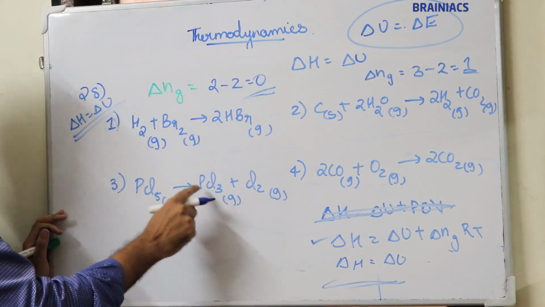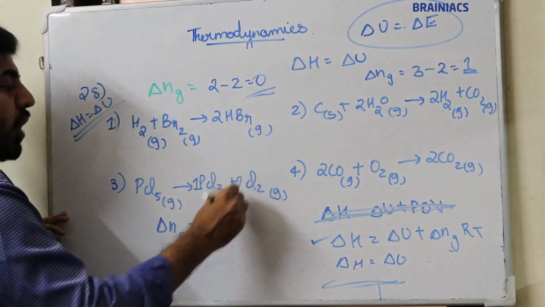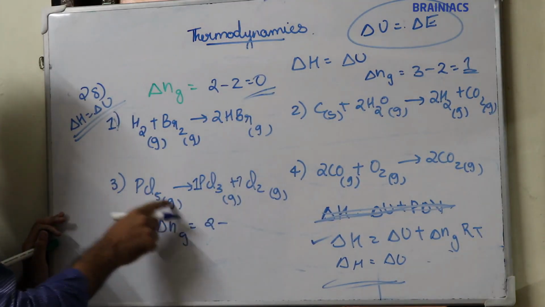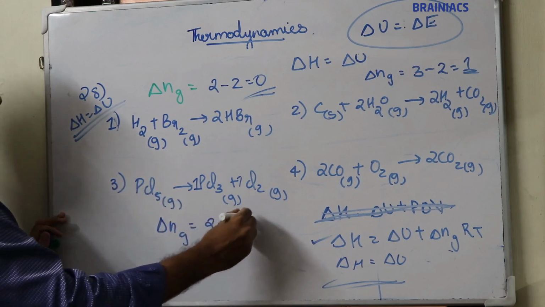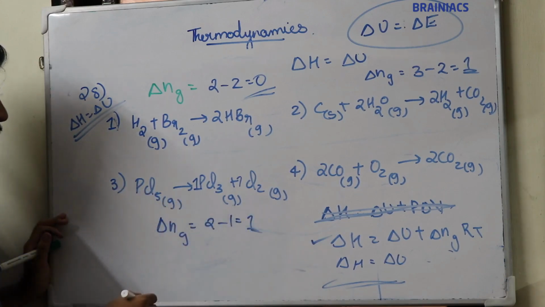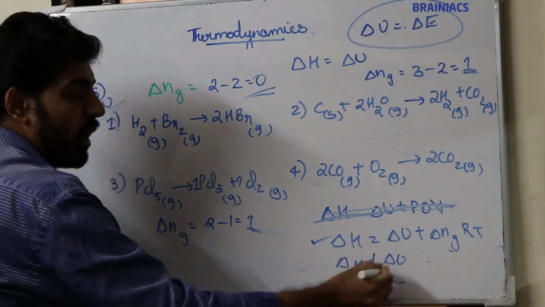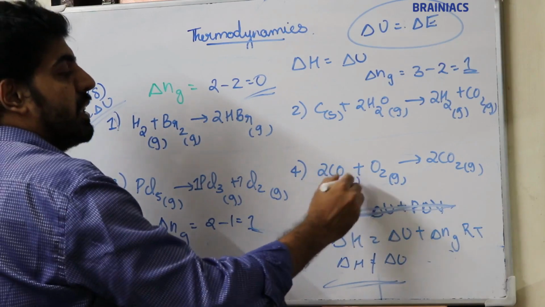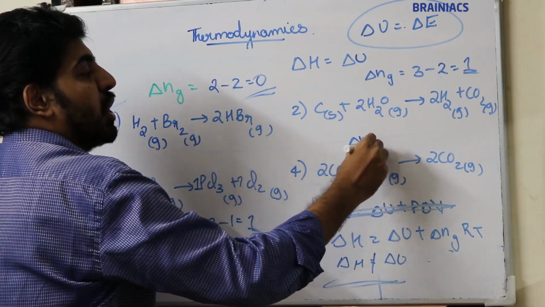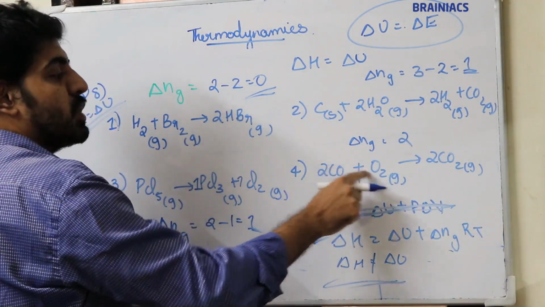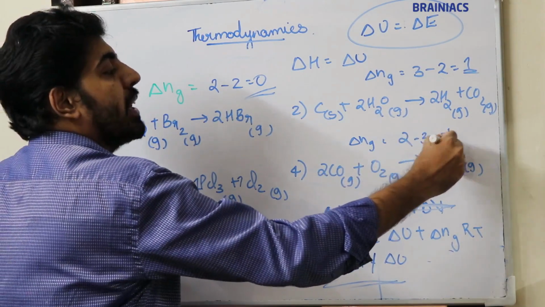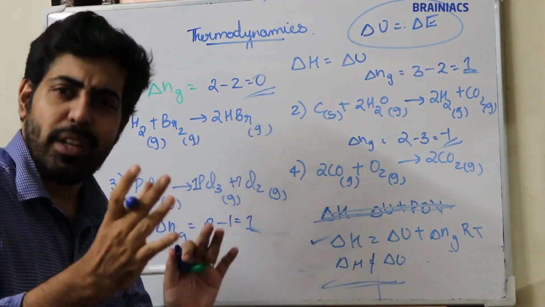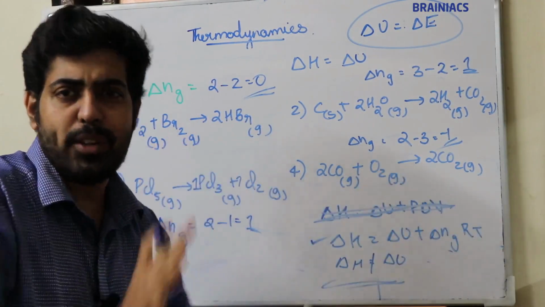Delta Ng is equal to number of moles of gaseous products, 1 plus 1, 2, minus number of moles of reactants in gaseous state, it's 1. Delta Ng value is equal to 1. So delta H will not become equal to delta U. Now here delta Ng is equal to 2 minus 2 plus 1, 3 minus 1. Here also delta H and delta U values will not be equal.